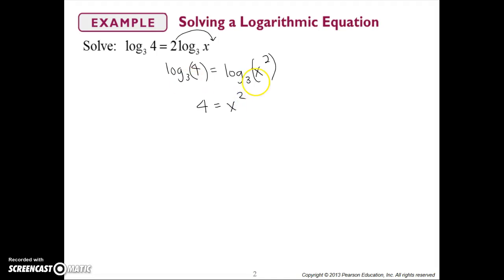Whenever you have a log equal to a log and they have the same base, you can take their arguments out and just set their arguments equal to each other. So 4 equals x squared, so x has to be positive 2 or negative 2. Okay, so this brings us to a very, very important rule. Do you remember from before that you can't take the log of a negative number?